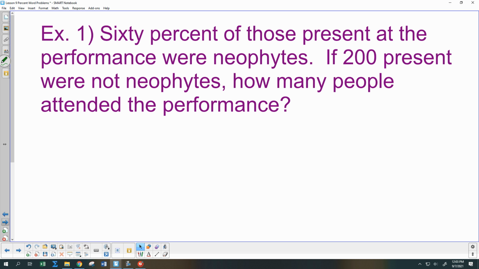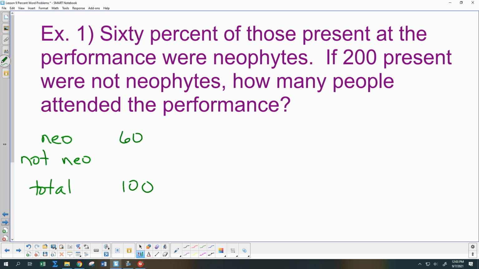So in this one, we have neophytes, and we have not neophytes, and that includes everybody, right? So the total has to be 100%. They tell us 60% were neophytes, so everybody shout out, how many were not? 40. 200 were not, so we put a 200 on the not row for the actual value, and we want to know how many people attended. That's all together. That's the total.